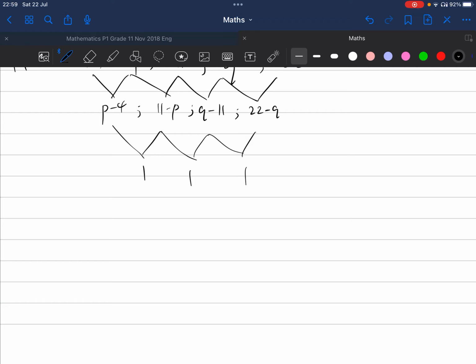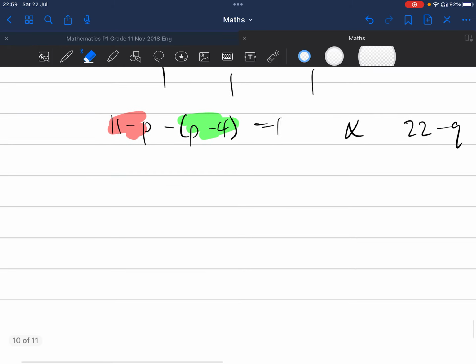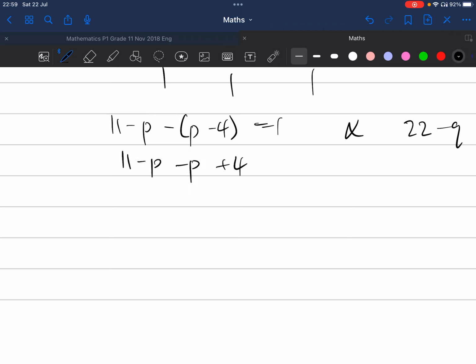So if I take 11 minus p minus 4, so I took this and subtracted it by that, I must get 1. And when I do that for the other two, so I say 22 minus q minus 11, I must also get 1. So let's solve for these now. 11 minus p plus 4 equals 1. So minus 2p equals 2, and I'll just bring those to the other side. So 1 minus 11 minus 4 gives us minus 14. So therefore p equals 7, because I divide by minus 2.